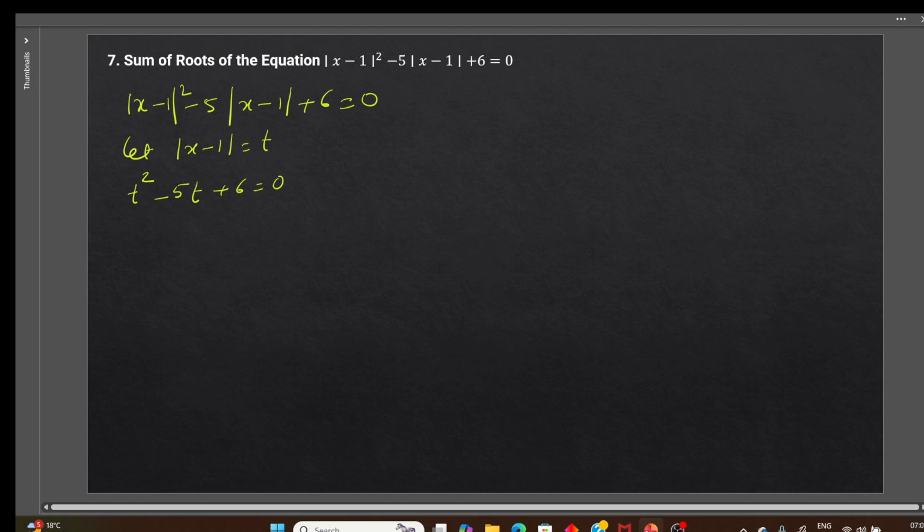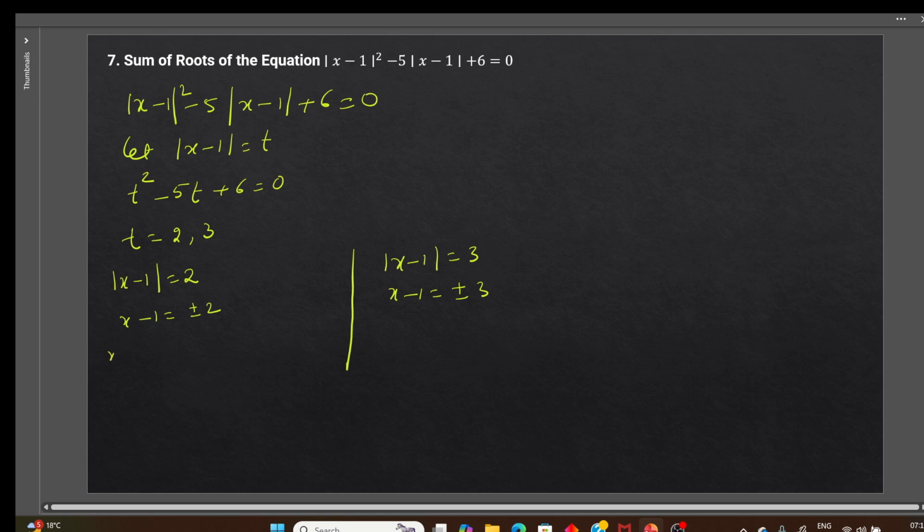Very simple quadratic form. Okay, t square minus 5t plus 6 is equal to 0, what are the roots of this quadratic? Very simple. Roots are 2 comma 3. 2 times 3 is 6, 2 plus 3 is 5. So t is equal to 2 comma 3, which means modulus of x minus 1 is equal to 2 and modulus of x minus 1 is equal to 3. Modulus is nothing but the plus or minus function. So x minus 1 is equal to plus or minus 2, and x minus 1 is equal to plus or minus 3.